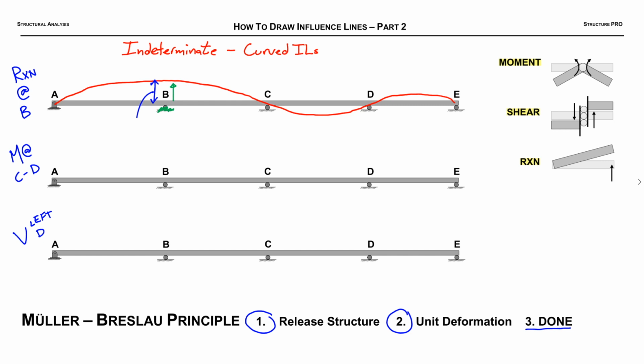We can label our spot here. We know that the deformation right at B is 1, which makes sense, by the way. If a load acts right at B, the force is going right into the support at B. So it's a 1-to-1 ratio.